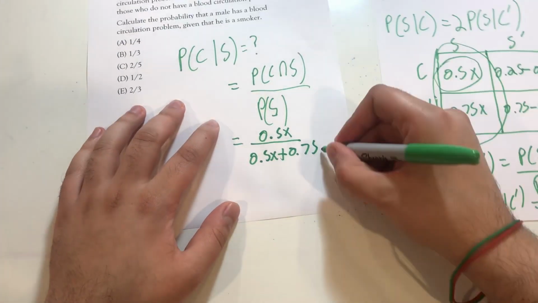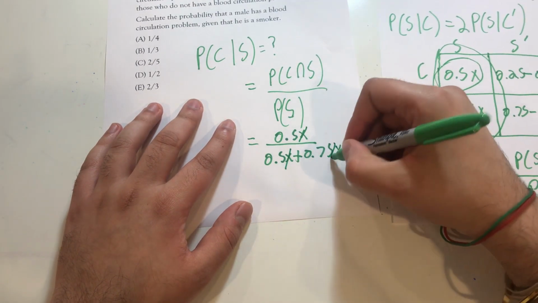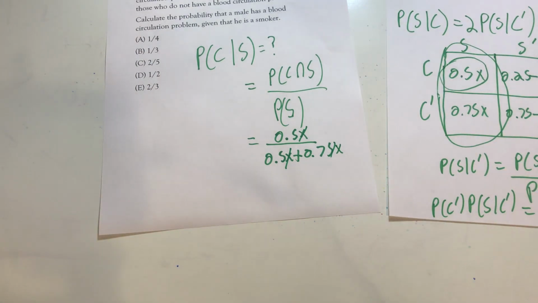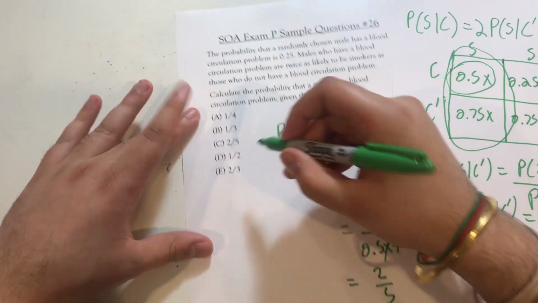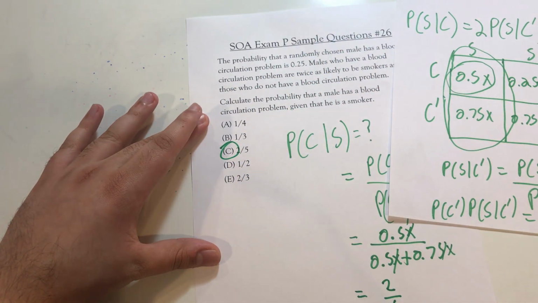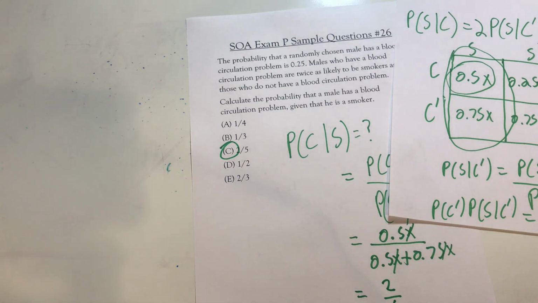And x there, right, sorry. And I can eliminate these x terms and then plug this into my calculator, right? So that is 0.5 in the numerator and 0.5 plus 0.75 in the denominator, and that gets me 0.4 or 2 over 5. Okay, answer choice C.